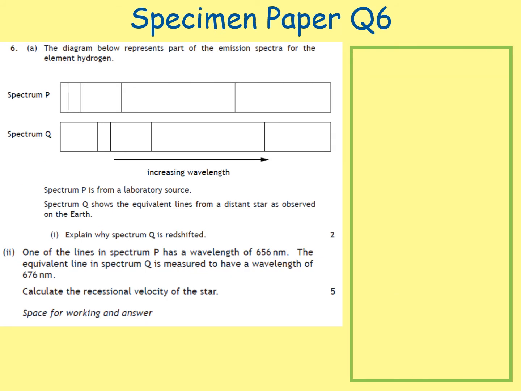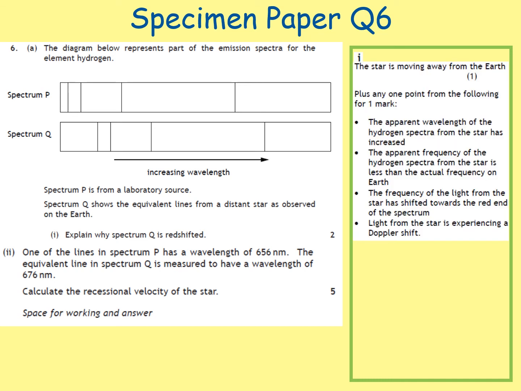The diagram below represents part of the emission spectra for the element hydrogen. We can see we've got increasing wavelength from left to right, and spectrum P is from a laboratory source, and spectrum Q shows the equivalent lines from a distant star as observed on Earth. 1. Explain why spectrum Q is redshifted. Initially, you need to say that the star is moving away from the Earth. That'll get you 1 mark.